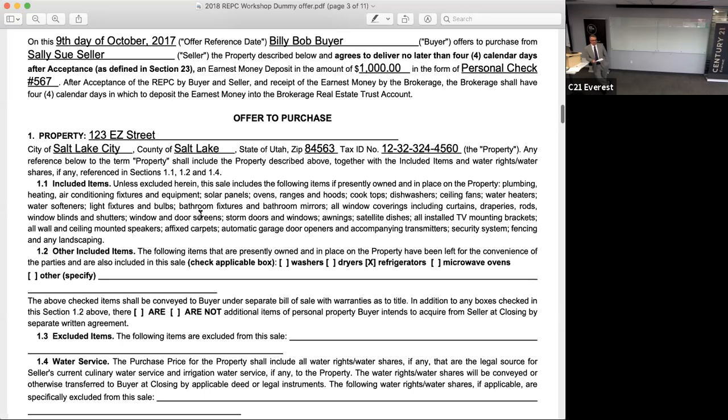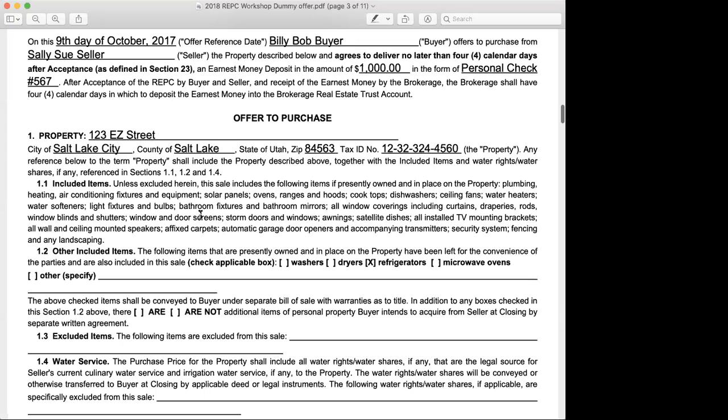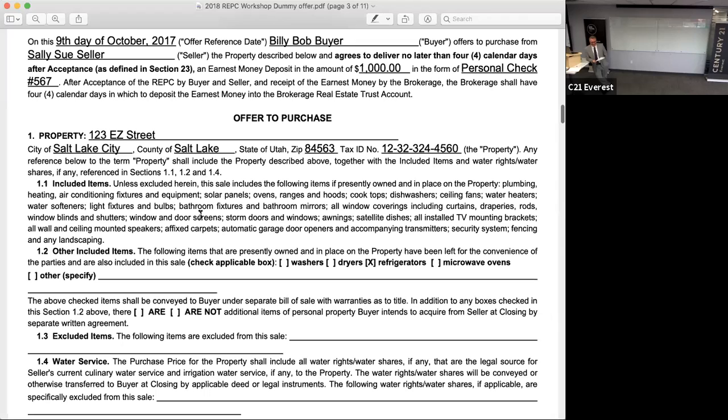Well, as a seller agent, I should. The REPC rules, to me, actually. Okay, yeah. So yeah, the REPC rules. That's a good way of thinking about it. REPC rules. Whatever is on the real estate purchase contract is what really matters.